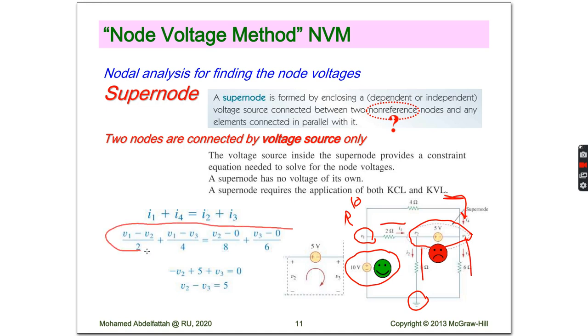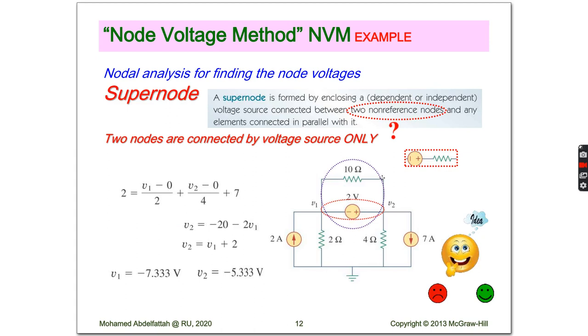Then we should write the KCL equation for that supernode. And the voltage source itself, 5 volts, is a constraint here. It's keeping the voltage difference between V2 and V3 at 5 volts, and as you can see, plus at the V2 side. Then V2 is higher, so V2 minus V3 equals 5 volts. Then we have another equation, so we could solve the circuit now.